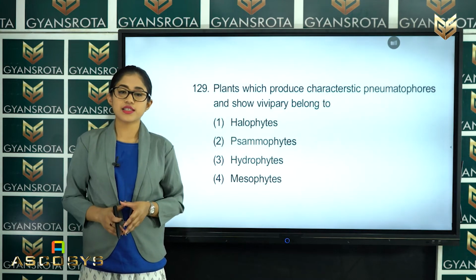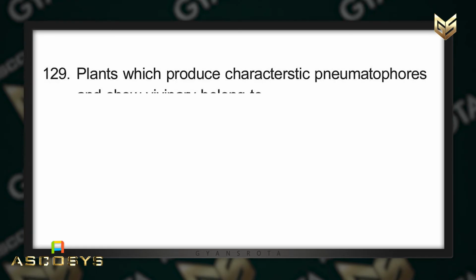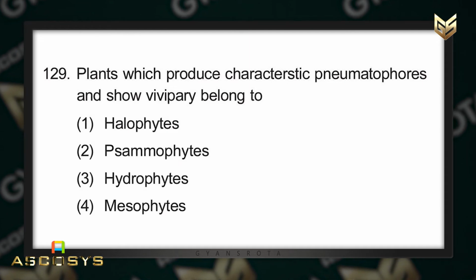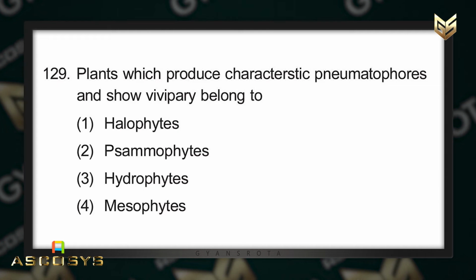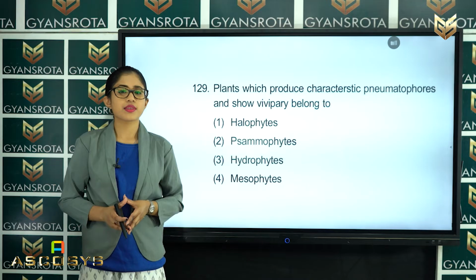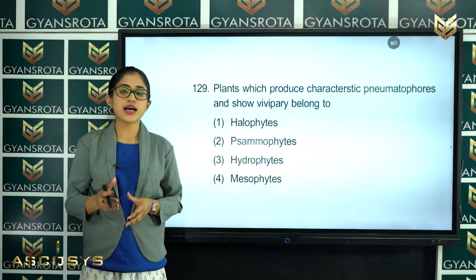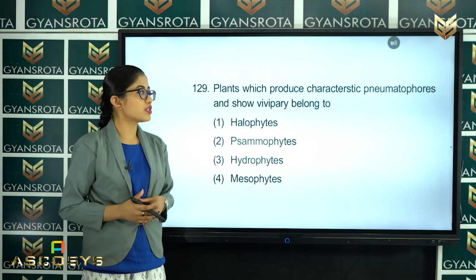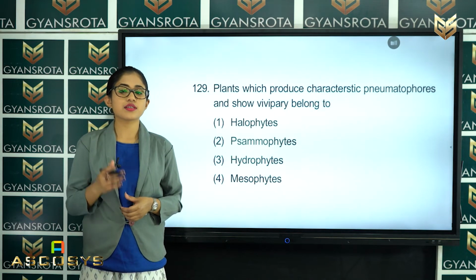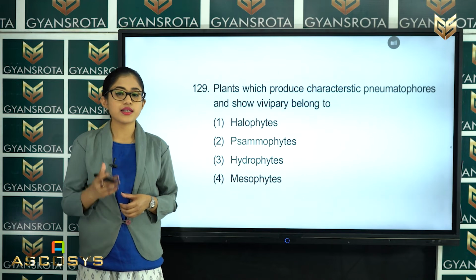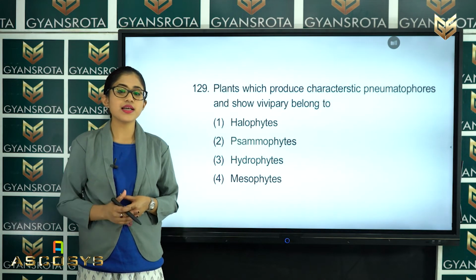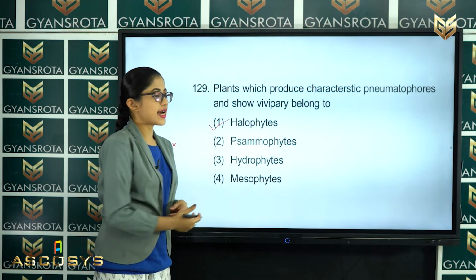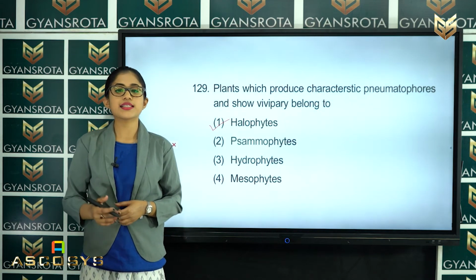In the next question, that is question number 129, plants which produce characteristic pneumatophores and show vivipary belong to halophytes, psammophytes, hydrophytes or the mesophytes. So, this is a very easy question and it has come from the chapter morphology of the flowering plants. There we have learned about the pneumatophores. The plants which produce pneumatophores for their respiration and also show vivipary belong to the halophytes. So, option number 1 is the correct answer of this question. Now, let us see the next question.